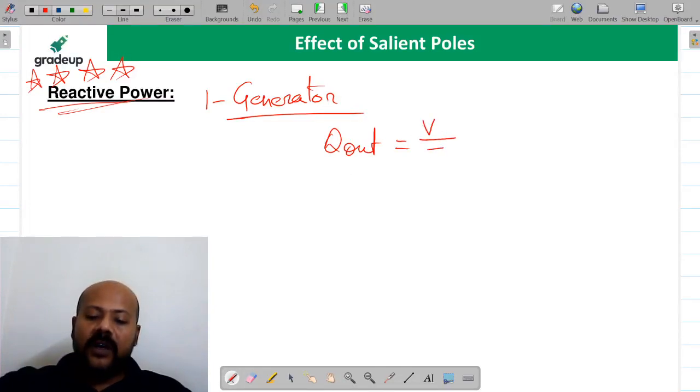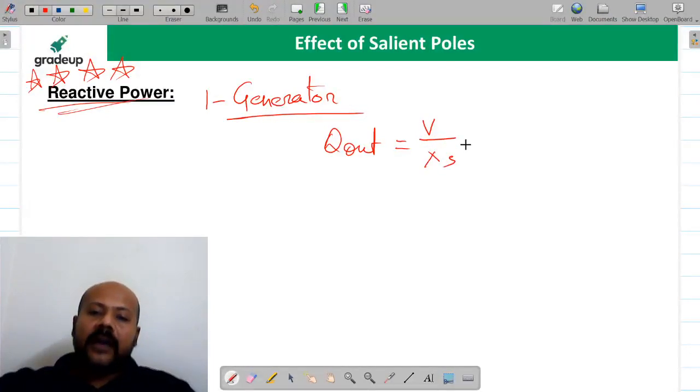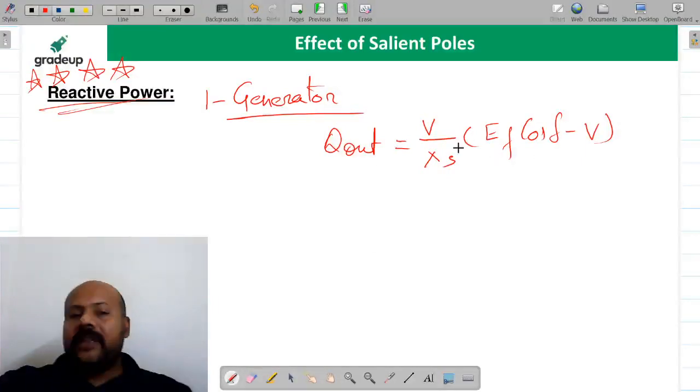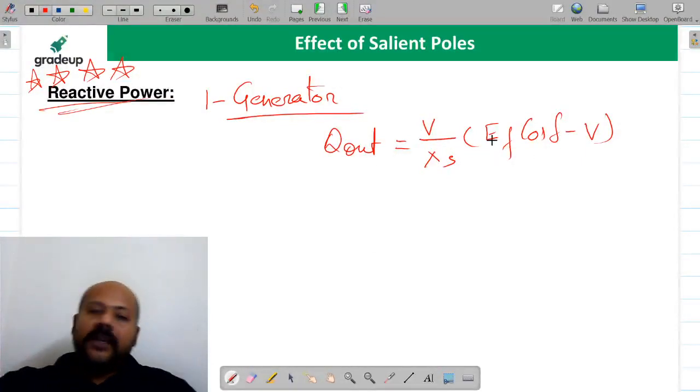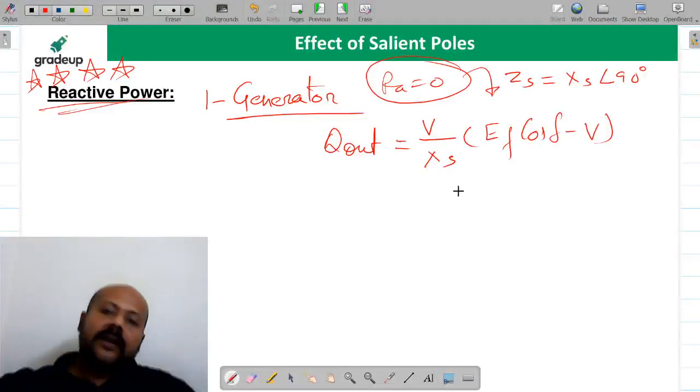So for generator, what is the expression for reactive power Q out we have? It is going to be, if you neglect the armature resistance, I am neglecting it beta, so you are getting V upon XS, and this is going to be EF cos del minus V. This is the expression. You compare with yesterday's class. Yesterday's class we have seen it. If you put RA is equal to 0, beta, then you are going to get this expression. I hope it is clear to all of you. So your ZS is going to be simply XS angle 90 degree. Is it clear to all of you?